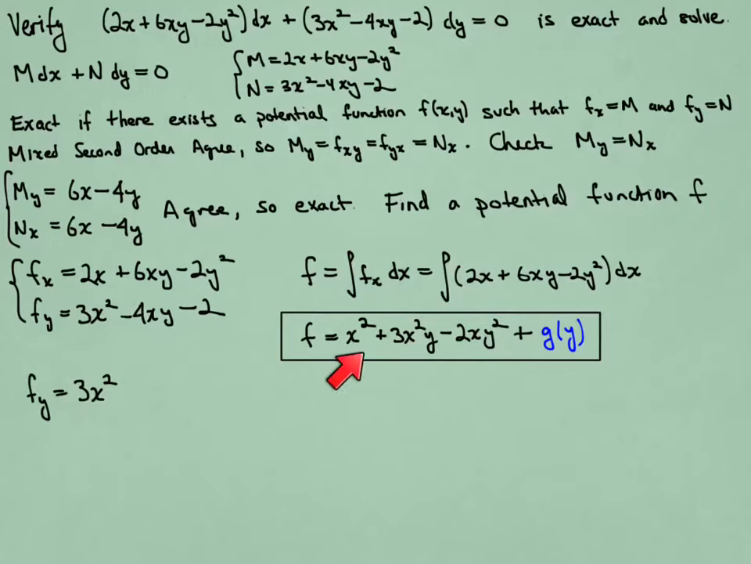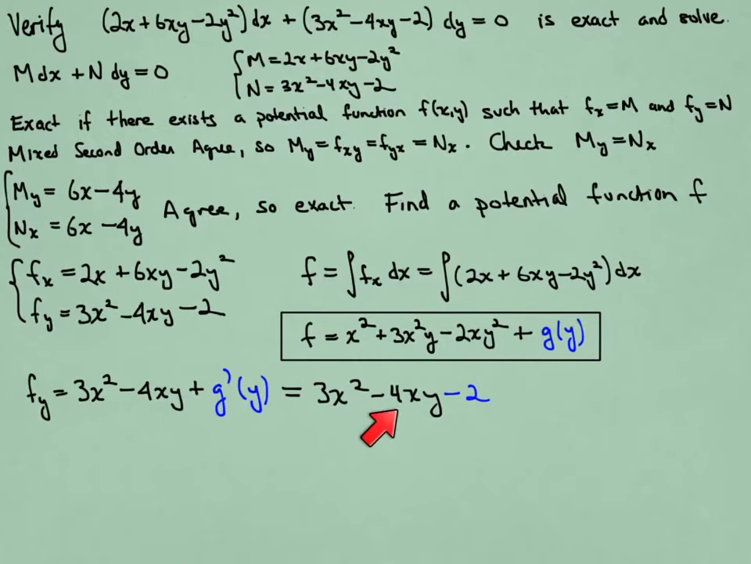When you do that, the x term will be 0, the x squared term will be 0. When I differentiate this term with respect to y, I get 3x squared minus 4xy. And then I've got to differentiate this function of y. That's what I'll just call g prime of y. It's its derivative that's there. We know what this should come out to be. This should come out to be our N expression, our coefficient of dy. So we should set it equal to that and compare. And if you see, we have the same terms, except for this last one is minus 2. Well, that must be our g prime of y. So g prime of y is equal to minus 2.